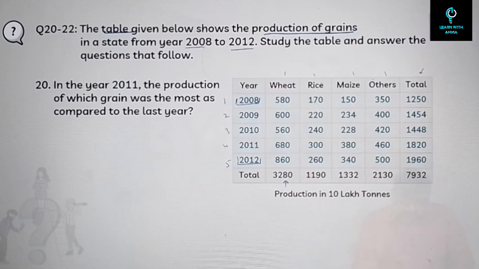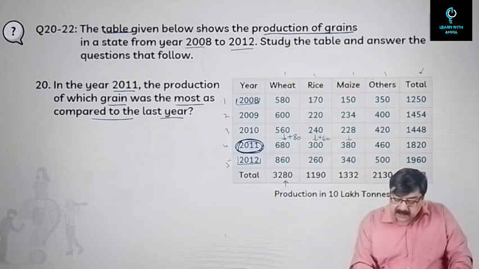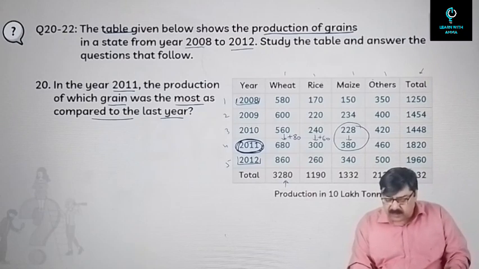In the year 2011, the production of which grain was the most as compared to the last year? So let's go to 2011. This is 2011. So over the last year, how much was the increment? 80. Here, 60. Obviously here, it is the highest. 228 to 380. You don't even need to calculate here.